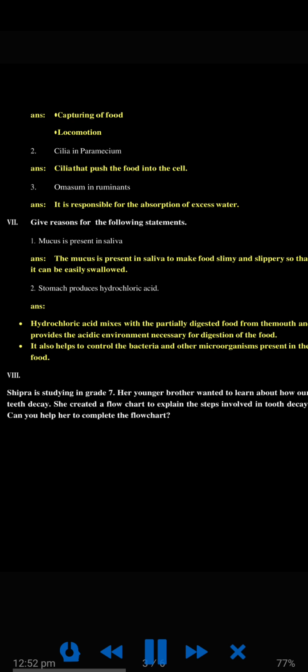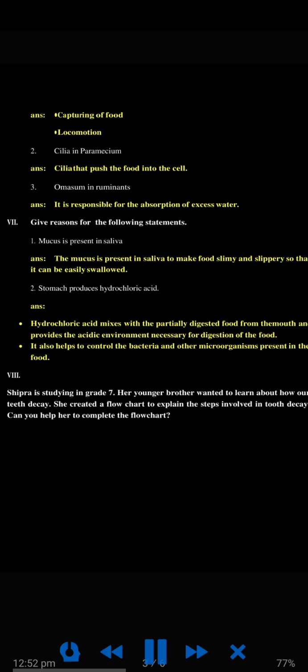7. Give reasons for the following statements. 1. Mucus is present in saliva. Ans. The mucus is present in saliva to make food slimy and slippery so that it can be easily swallowed. 2. Stomach produces hydrochloric acid. Ans. Hydrochloric acid mixes with the partially digested food from the mouth and provides the acidic environment necessary for digestion of the food. It also helps to control the bacteria and other microorganisms present in the food.